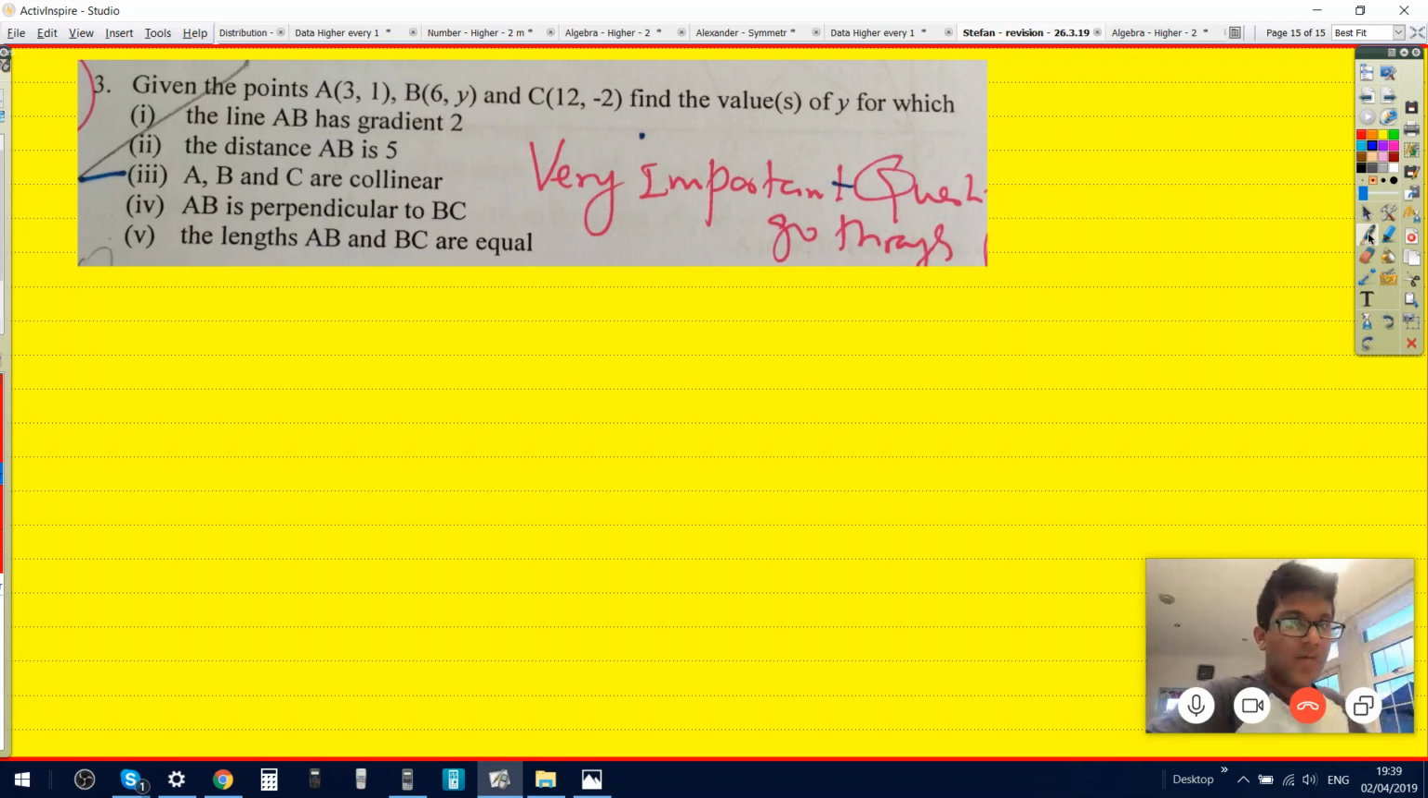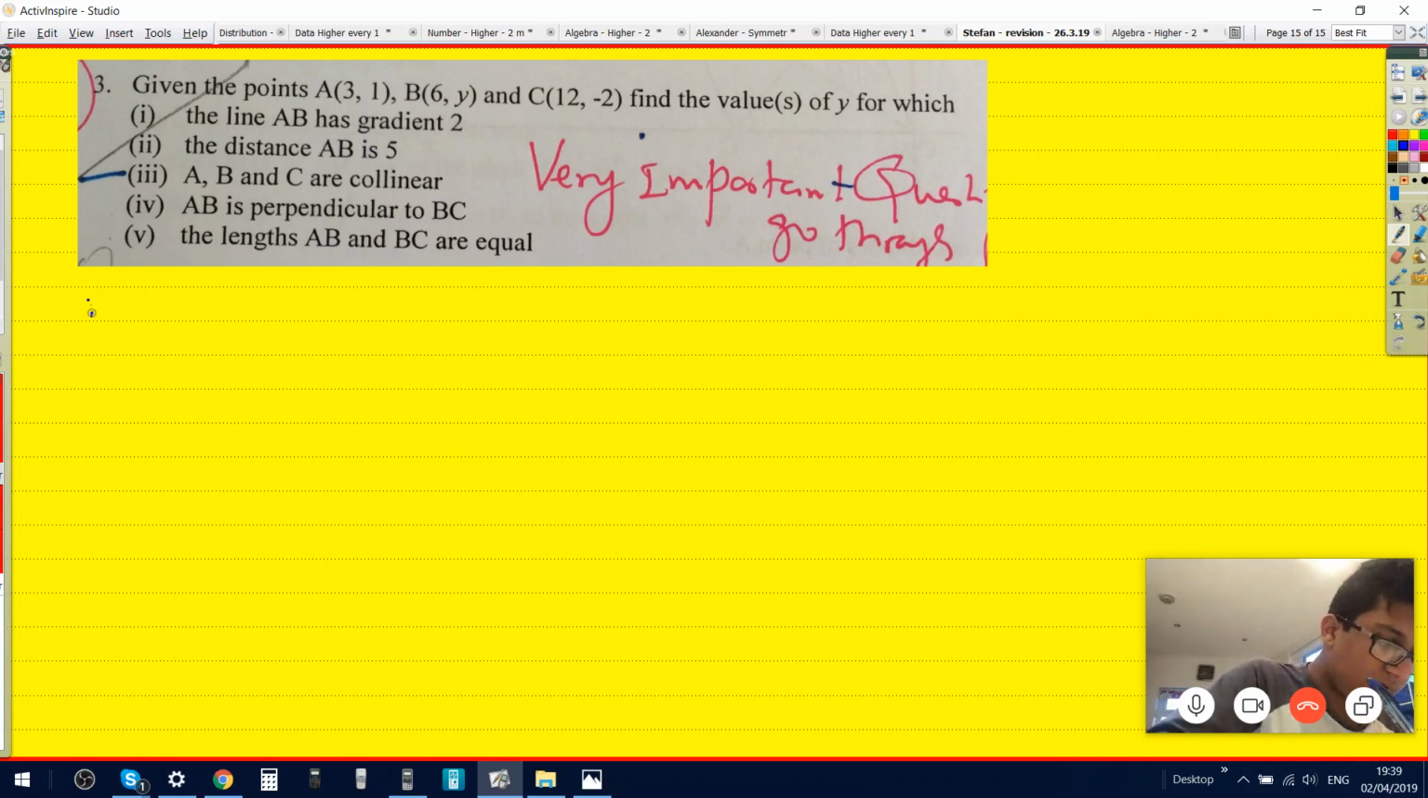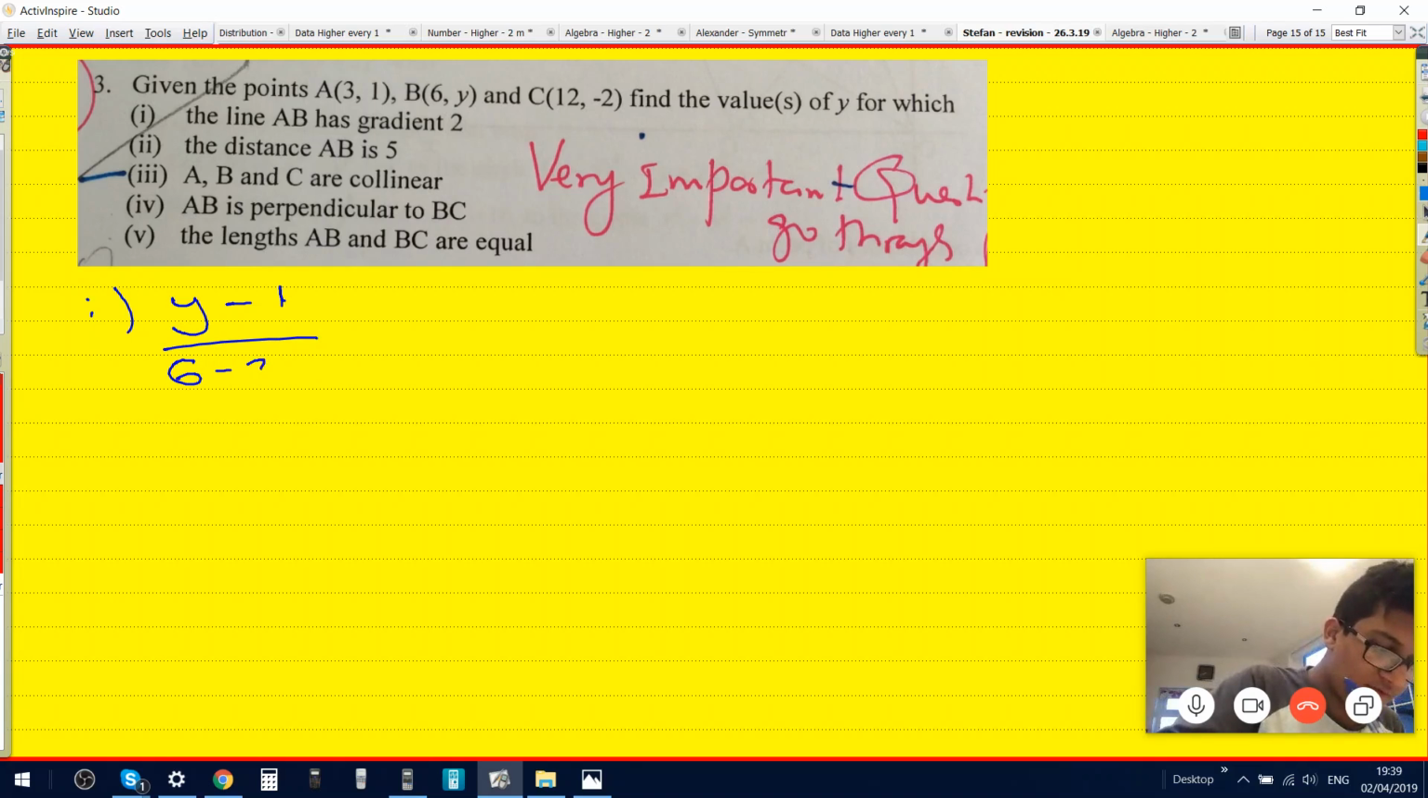A, B, and C, and we want the values of y for which it has a gradient of 2. That means that the change in y over the change in x must give you a value of 2. So change in y over change in x will be y minus 1 divided by 6 minus 3, and this should equal 2. So y minus 1 divided by 3 is 2. Y minus 1 equals 6. Y equals 7 in this instance.